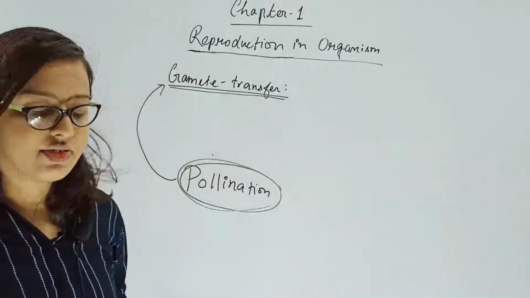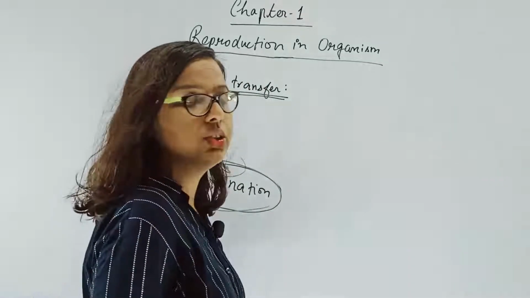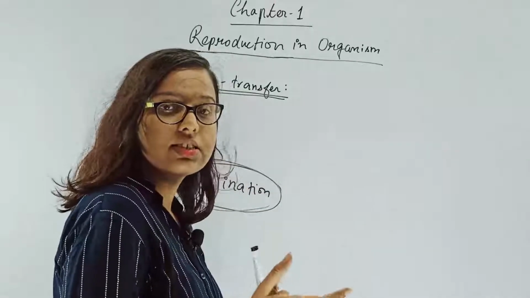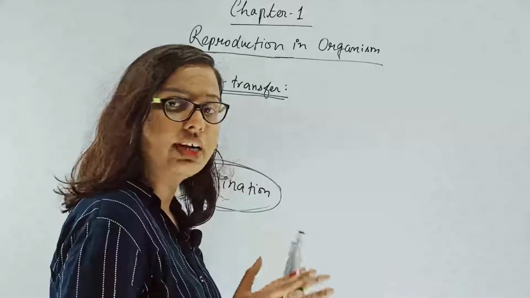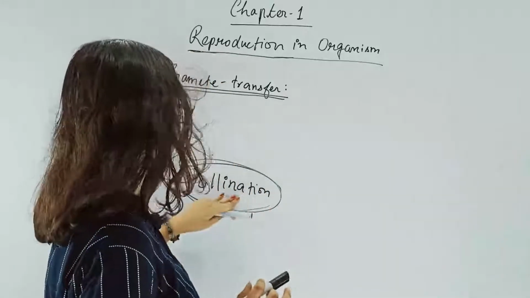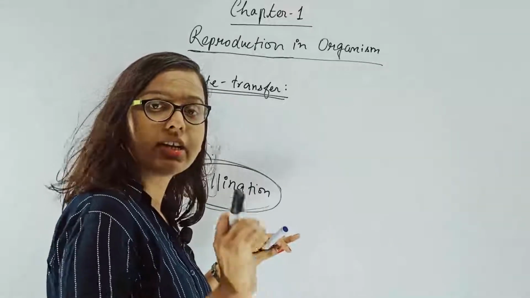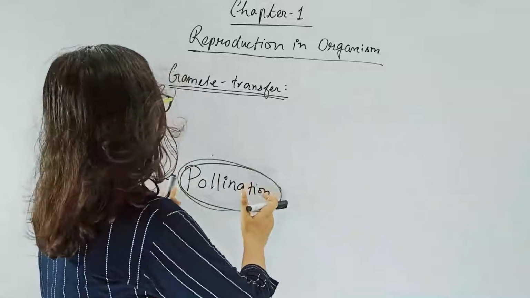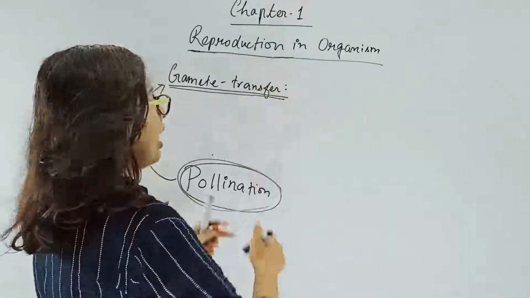So in the gamete transfer, we are studying the case of angiosperms. Earlier to the angiosperms, we have seen the lower organisms such as Monera, algae, bryophyte, pteridophyte, etc. Now we are seeing angiosperms. In the angiosperm, we have found that there is a particular mechanism which is termed as pollination, and this pollination is one of the mechanisms of gamete transfer.